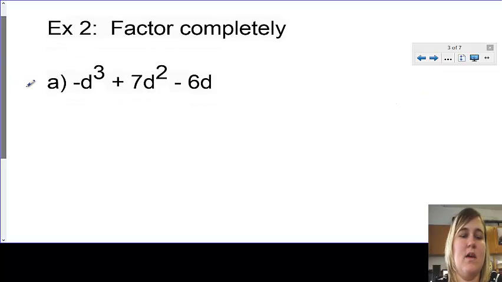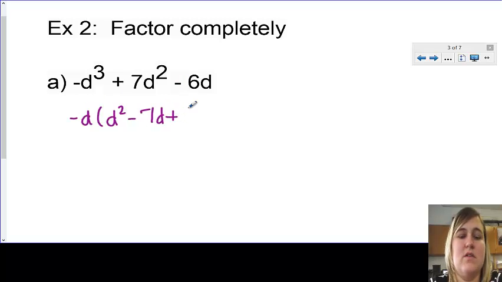Same thing here. Okay, I can take a d out of each of these. I also want to point out that we've talked how we don't want to have this negative, so I'm actually going to factor out negative d. When I do that, I'm left with d squared, because the negative came out. If I factor a negative out of a positive, this becomes a negative, 7d. Negative comes out, so this is now a positive 6, that d is out.